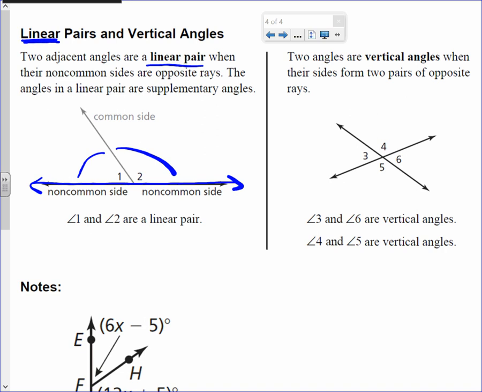The word linear has the word line in it. It's a pair of angles. Linear pair, they always add up to be 180. They're always supplementary, and you can actually see it. That's actually simply logic. Look at half a circle. It's 180 degrees. They're always going to be 180. They're always going to be supplementary. That's a linear pair.